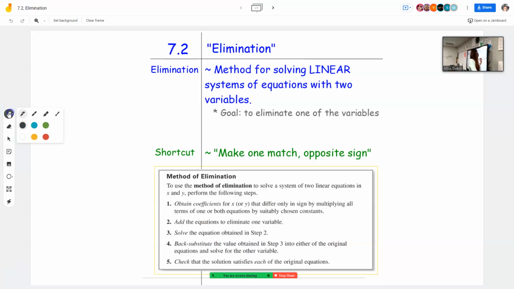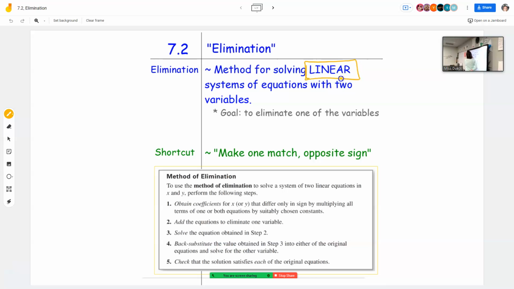Section 7.2, elimination. Elimination, what's the point? Oh, come on. Such an easy question. To eliminate! Exactly. To eliminate what? Let's talk about it. A variable. A method. Now, hold on.